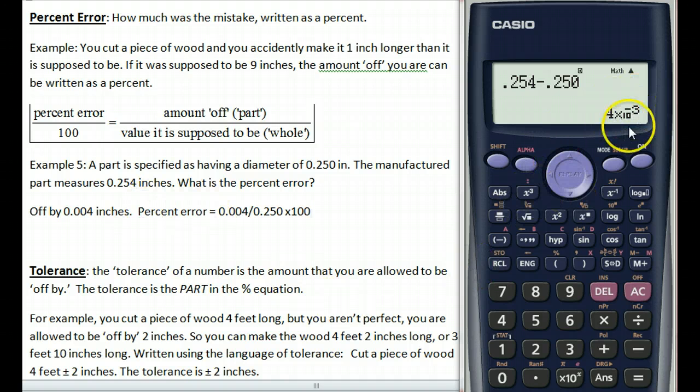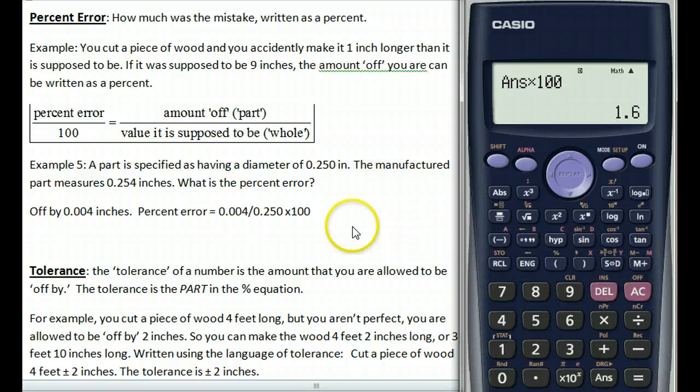I'm going to take this 4 times 10 to the negative 3. You don't even have to convert it. You just have to know that's the amount off. And I'm going to divide that by the amount it's supposed to be, 0.250. And then I'm going to take that number and multiply it by 100. And I get 1.6, and I want to write that as a percent. And so it's 1.6% is my percent error. So the percent error for this part is 1.6%.